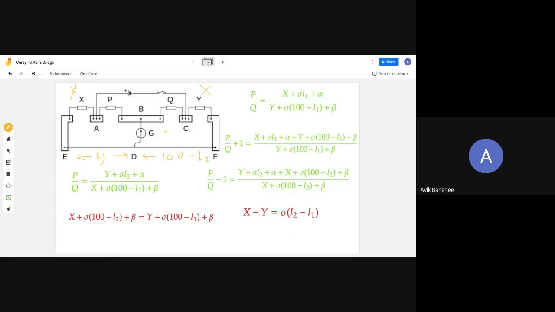For the previous case, if this part is L1, then this is 100 minus L1. So for this configuration, P by Q is equal to Y plus sigma into L2 plus alpha. Alpha remains on the same side. So, Y plus sigma L2 plus alpha over X plus sigma into 100 minus L2 plus beta. So we have this equation and that equation.